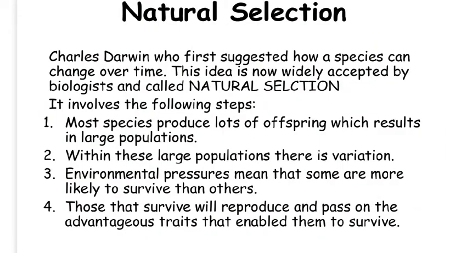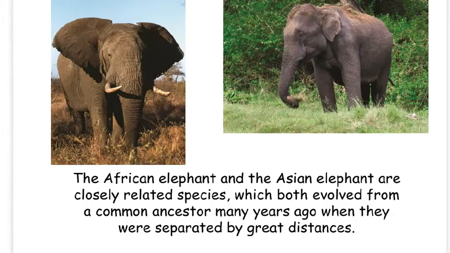In summary then, Charles Darwin suggested that species change over time by a process called natural selection. Most species produce lots of offspring, which results in large populations that show lots of variation. Environmental pressures mean that some of the species are more likely to survive than others, and those that survive will reproduce and pass on their advantageous traits to their offspring.